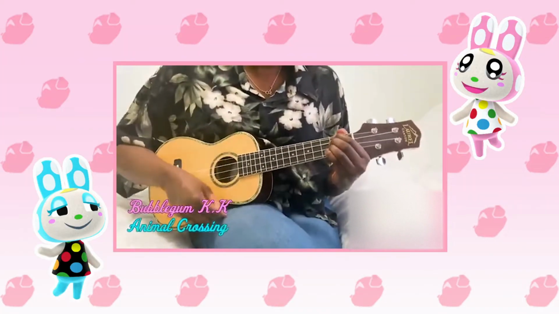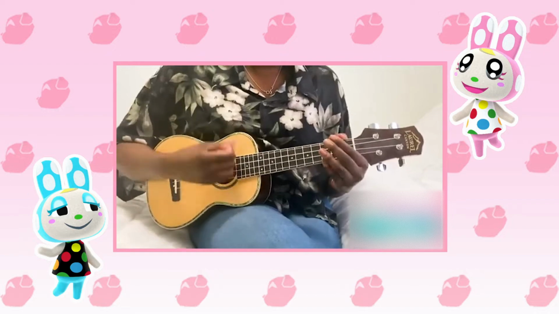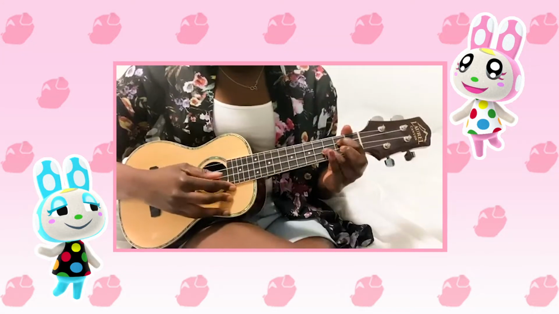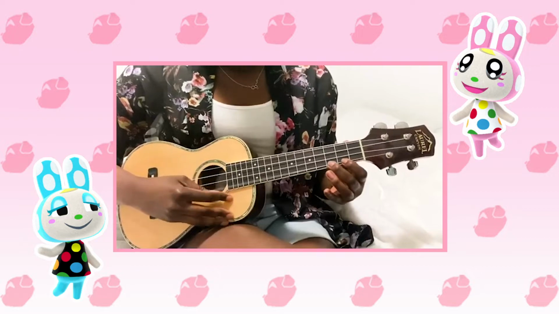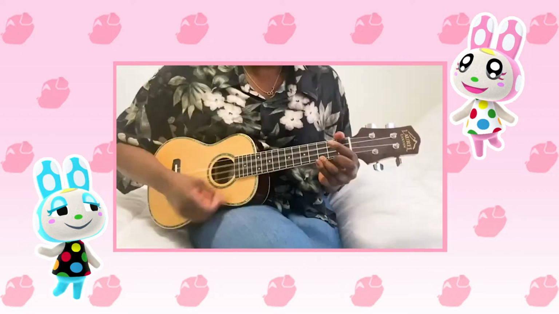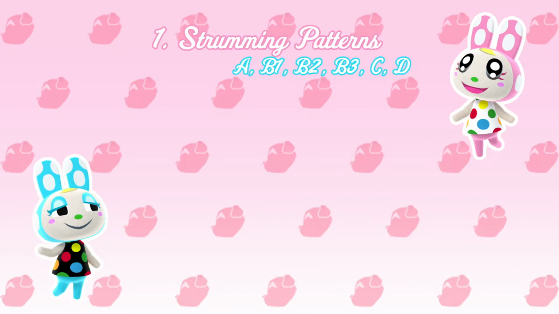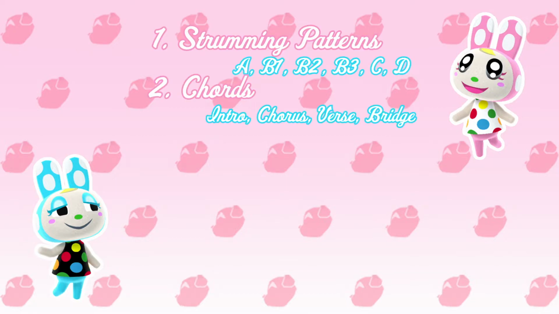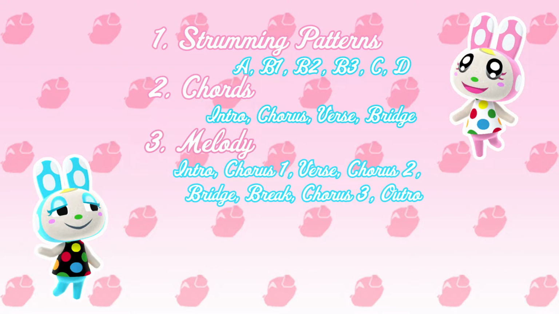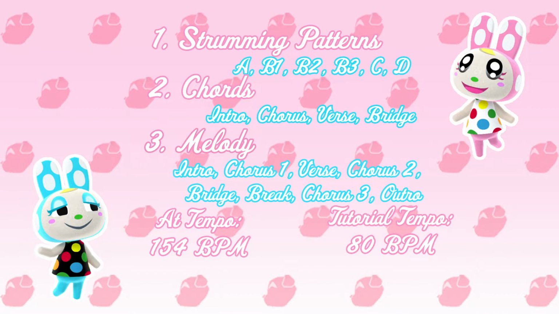Hey guys! A lot of you asked for a tutorial on Bubblegum KK by KK Slider from Animal Crossing. That was the most recent song I covered on my channel, and if you haven't seen it yet, check it out by clicking on the screen or in the description below. The way I'm going to structure this tutorial is by going through the strumming pattern and the chords of each part, and then afterwards I'll break down the melody. In my cover of the song, I played at 154 beats per minute, but for this tutorial I'll do 80 beats per minute so you guys can learn the parts and build up tempo from there. I have a tab in the description as well as sheet music for the melody part, so you can click the links to those and follow along. Alright, let's get started.